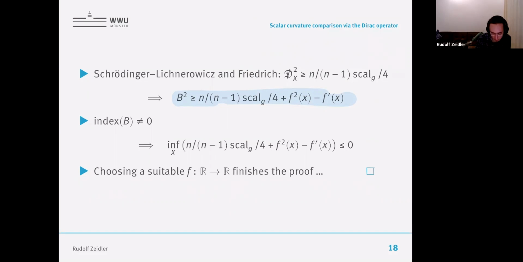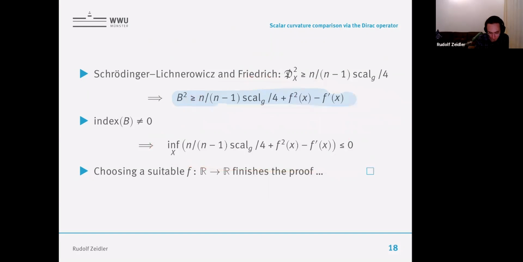And this function is the scalar curvature term plus some differential expression involving the potential. Now if we assume, which we have done, that this index here is non-zero, which we obtained from the partitioned manifold index theorem, then this implies that this lower bound here, which is a function on the manifold, cannot be uniformly positive, because if it was, then the B would be invertible everywhere and the index would be 0.